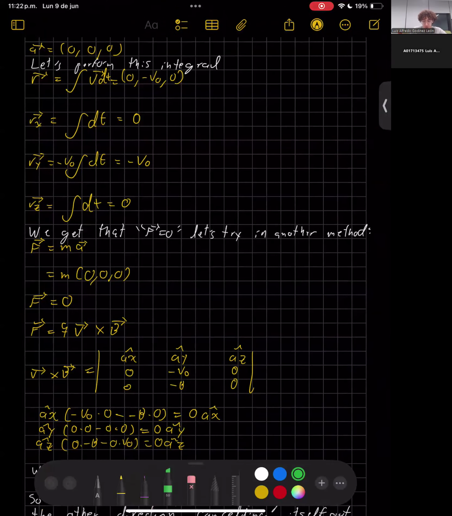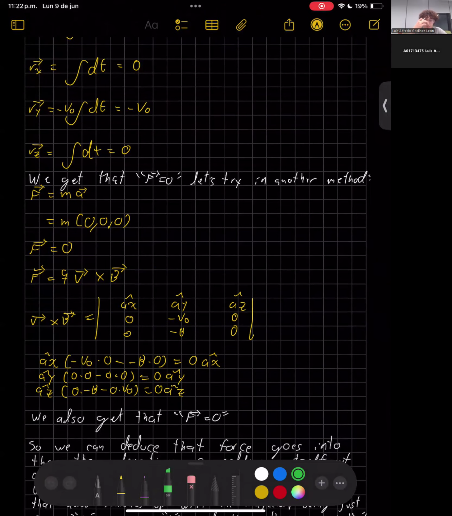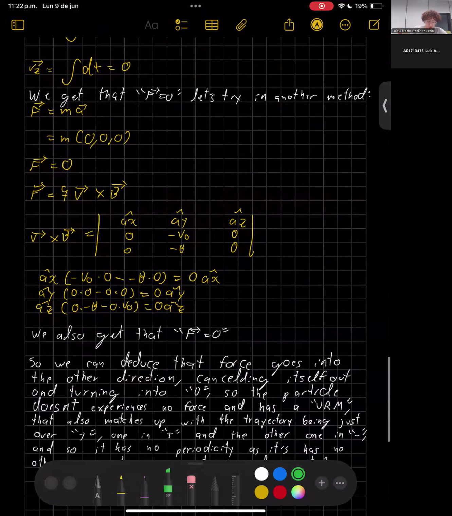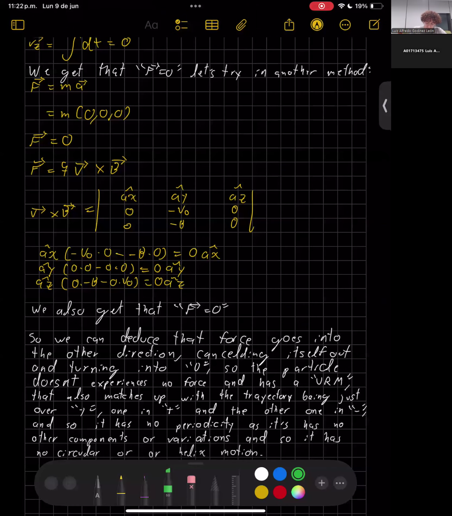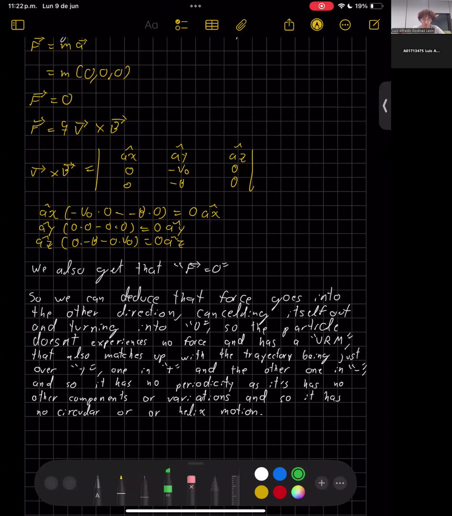Then we're going to try out another method, that is the force equals the mass times the acceleration. So again, we start first with the cross product between the vector of the velocity and the vector of the magnetic field. And in here, we are also getting that the force is equal to 0. So we can deduce that the force goes into the opposite direction, canceling itself out and turning into 0. That's why we have force equal to 0 and velocity as a constant. That's also why we don't have any acceleration.